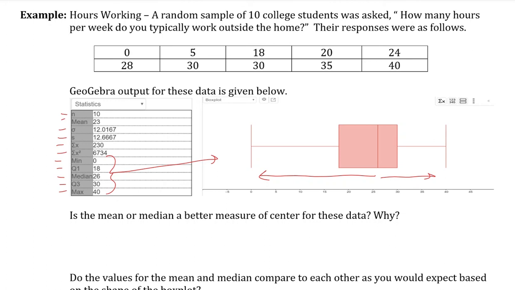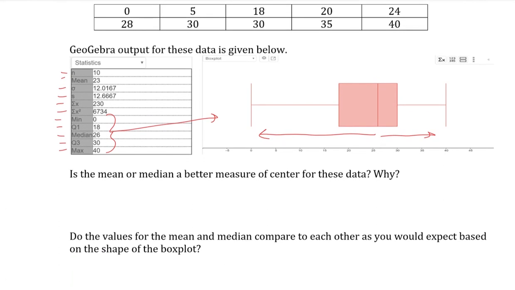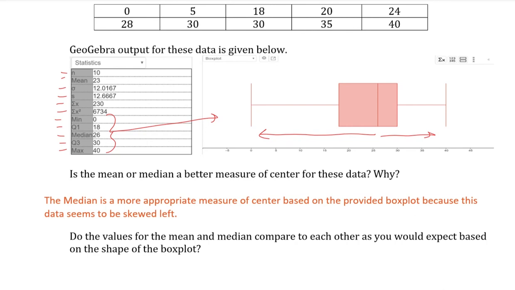Because it is skewed to the left, we can answer the next question appropriately. Is the mean or the median a better measure of center for this data, and why? Because we have the idea that it is skewed to the left, we would believe that the median as well as the IQR are better measures of center and spread. My answer here is that the median is a more appropriate measure of center based on the provided box plots because this data seems to be skewed left.